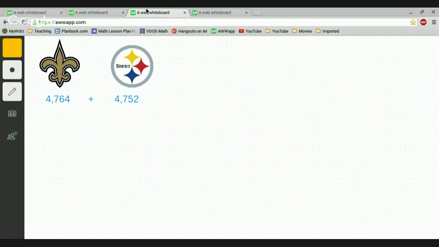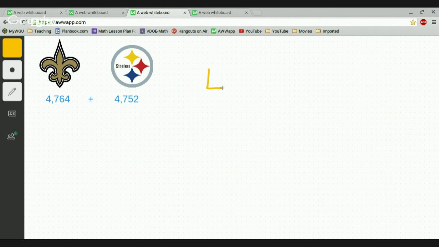Now let's talk about, this is the total yardage of the New Orleans Saints and the Pittsburgh Steelers from 2014. Now we're going to add those up. This is your turn to practice. So when I'm done speaking, pause the video, and then when you're done, we'll solve it together. So pause it now. Wonderful. Now let's line it up.